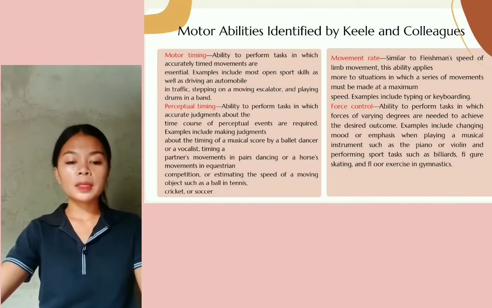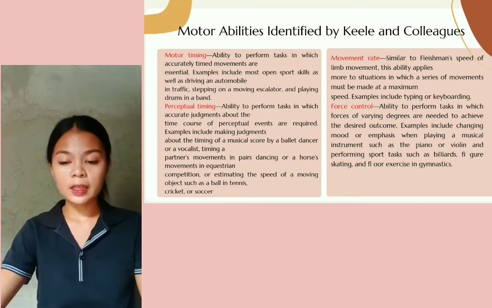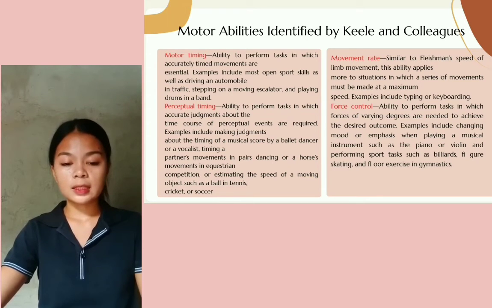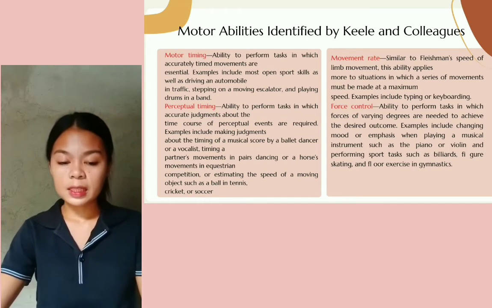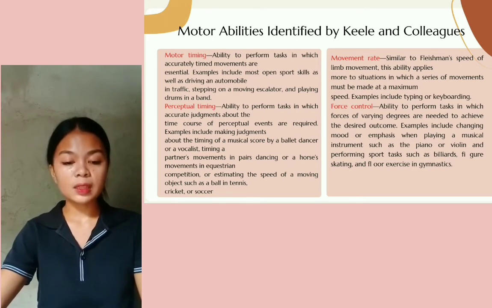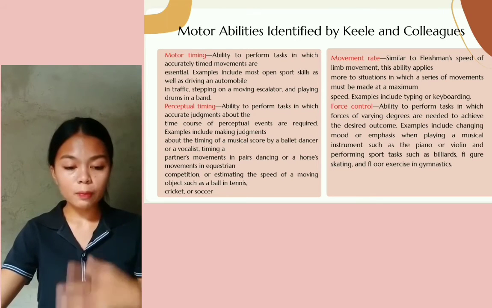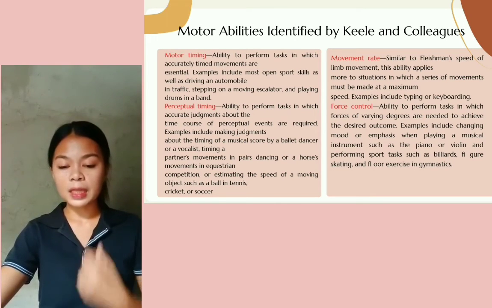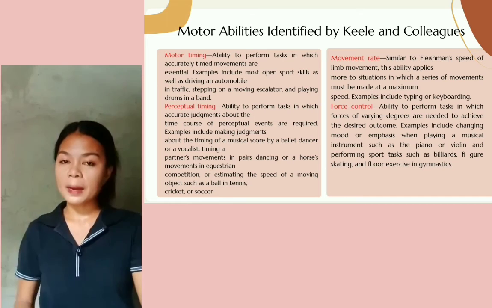Thank you. The next one is motor ability, identified by Kyle and Codekius. Motor timing: ability to perform tasks in which accurately timed movements are essential. Examples include most open sports skills as well as driving an automobile in traffic, stepping on a moving escalator, and playing drums in a band.